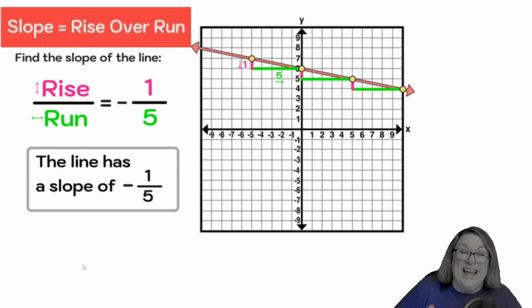Here's an example of a negatively sloped line from left to right. It's moving downwards. And as you can see, the rise is 1 and the run is 5 squares. So -1/5 would be the slope for that one.